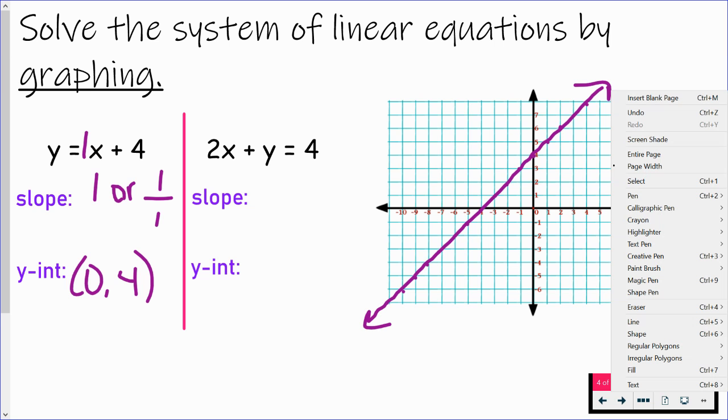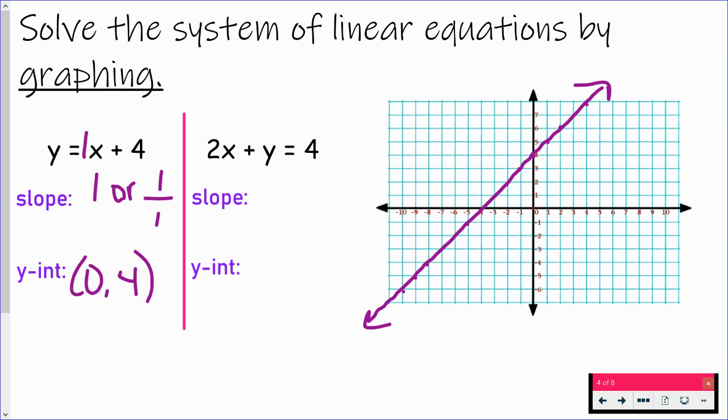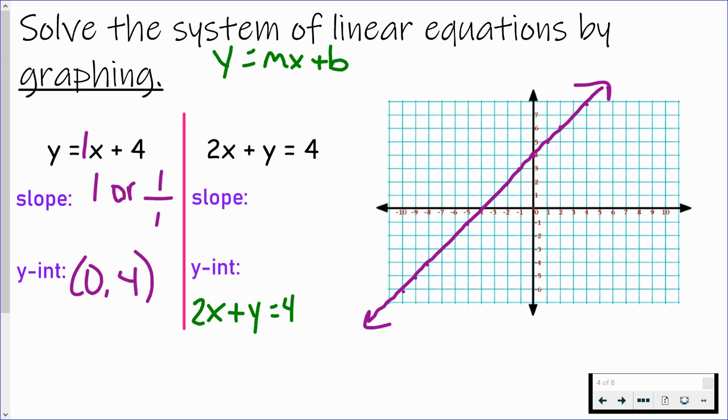Okay, now I'm going to work on the next equation. Green. Oh my goodness. 2x plus y equals 4. Okay, well, hopefully you're sitting there thinking, oh my goodness, it needs to be in y equals mx plus b format. And in order to do that, I'm just going to jump down a little bit just so I can show you. You have to get the y by itself.